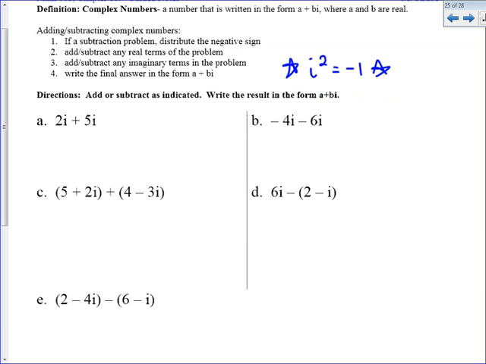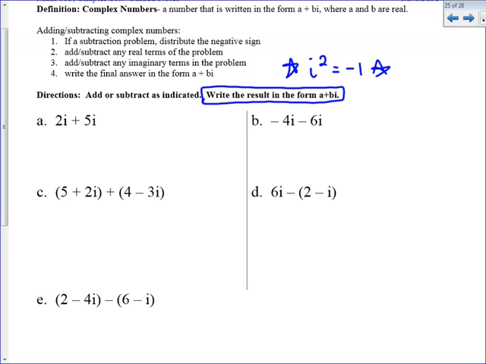The other key to these problems is when we read our directions, it says write the result in the form a plus bi. You always write the real term first, the imaginary term second. So even if they end in the wrong order, for your final answer, you've just got to flip them around. Real first, imaginary second. That is the form of a complex number.